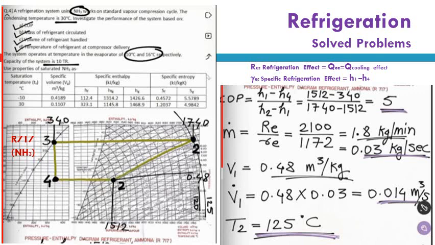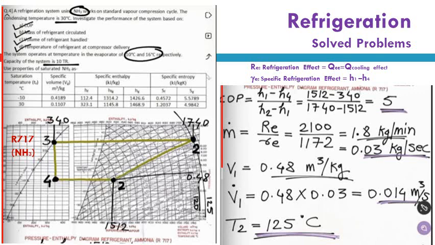The first step, the COP, can be estimated regardless of the mass flow rate of refrigerant using a specific change of enthalpy in the evaporator and specific change of enthalpy in the compressor. So the COP equals H1 minus H4 divided by H2 minus H1, and we can get that the COP equals 5.